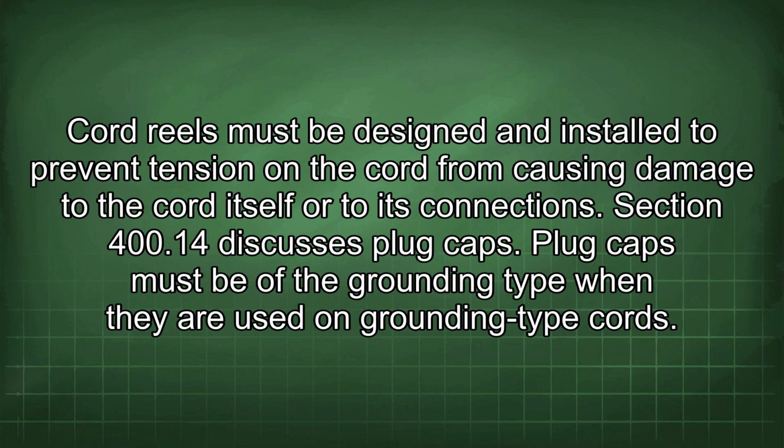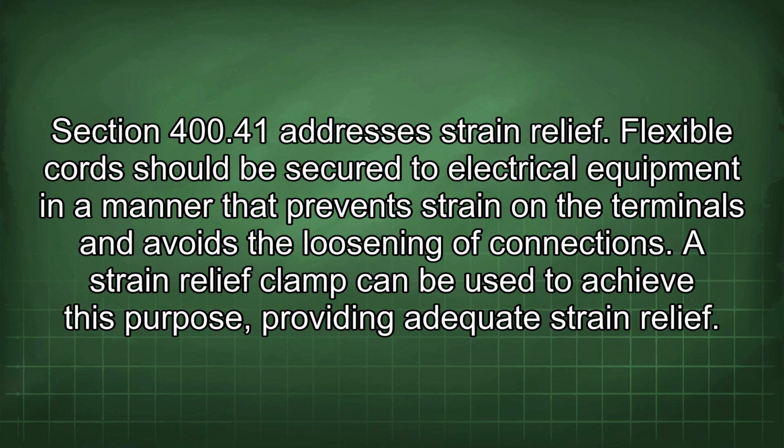Cord reels must be designed and installed to prevent tension on the cord from causing damage to the cord itself or to its connections. Section 400.14 discusses plug caps. Plug caps must be of the grounding type when they are used on grounding type cords. Section 400.41 addresses strain relief.